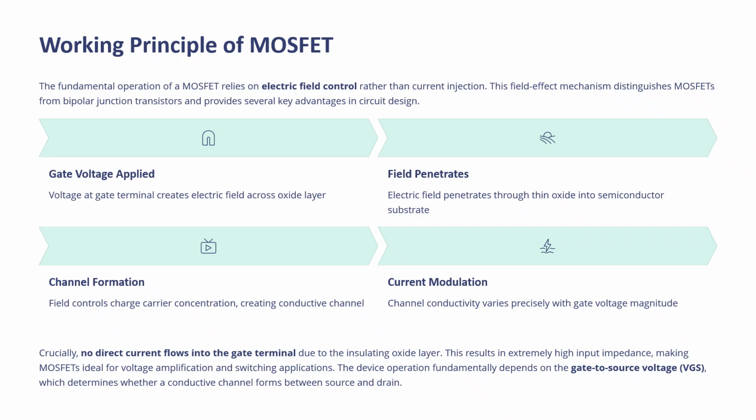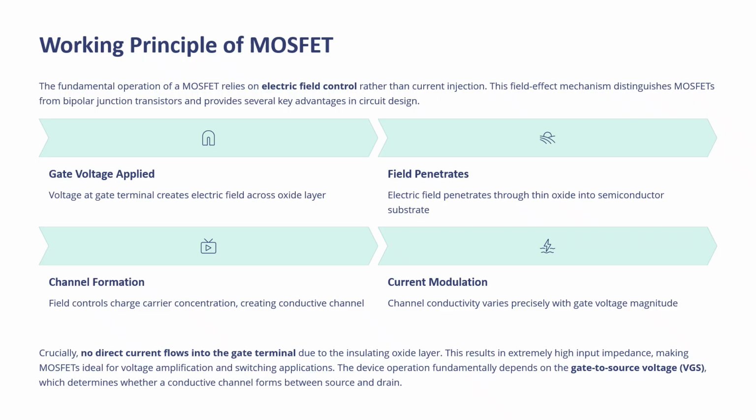First point is the gate voltage applied. The voltage at the gate terminal creates an electric field across the oxide layer. Secondly, the field penetrates: the electric field penetrates through the thin oxide into the semiconductor substrate. Thirdly, the channel formation: the field controls charge carrier concentration, creating a conductive channel. And fourthly, the current modulation: channel conductivity varies precisely with gate voltage magnitude.